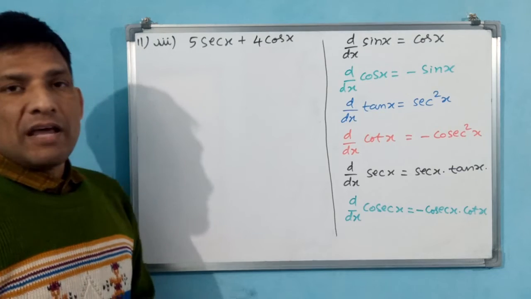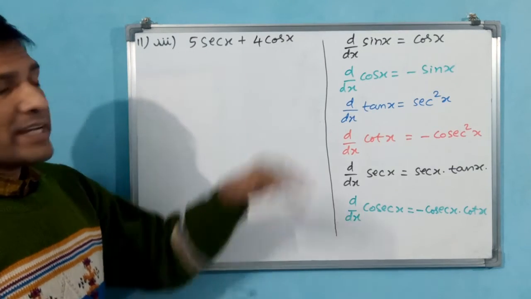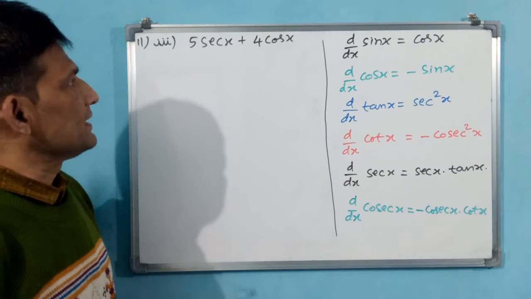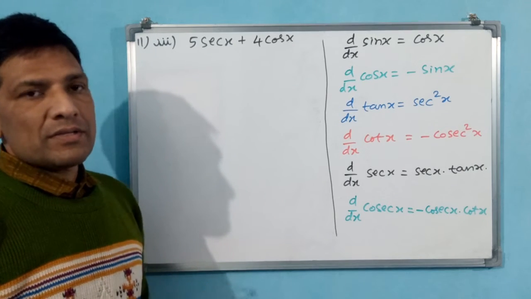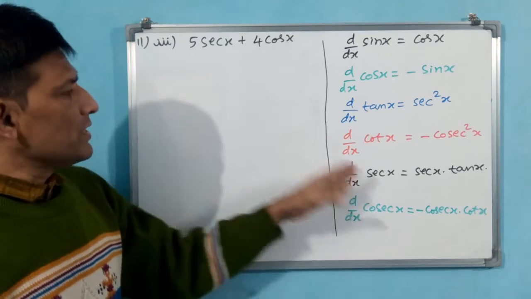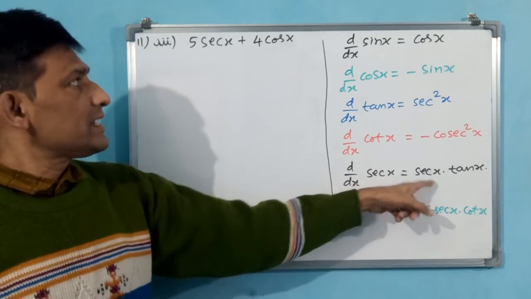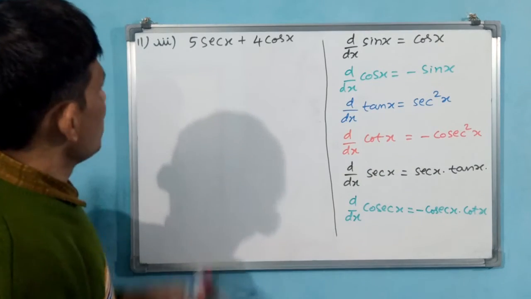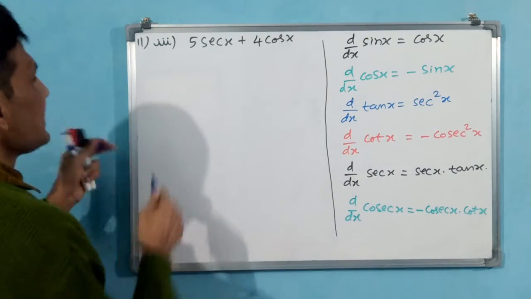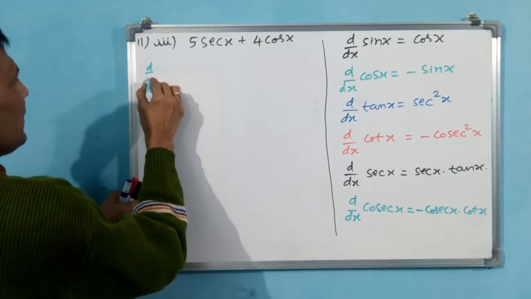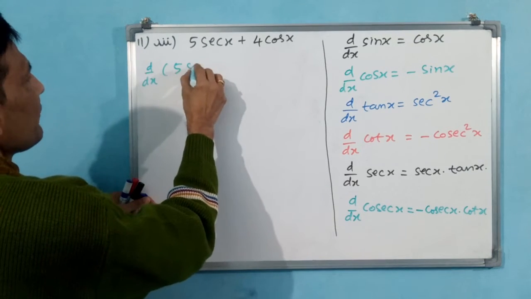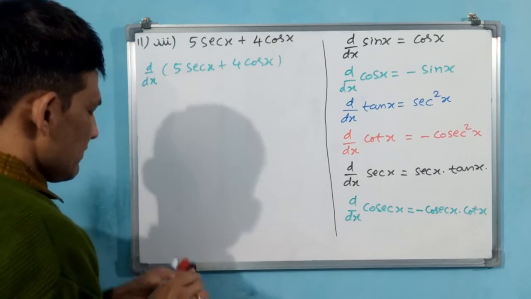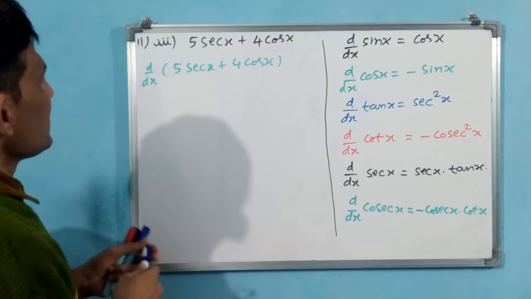See, 11th question, third part. 5 secant x plus 4 cos x. Now we can utilize this: for secant x, secant x tan x, and for cos x, minus sin x. Okay, like that you can do. First of all, you write d by dx of 5 secant x plus 4 cos x.